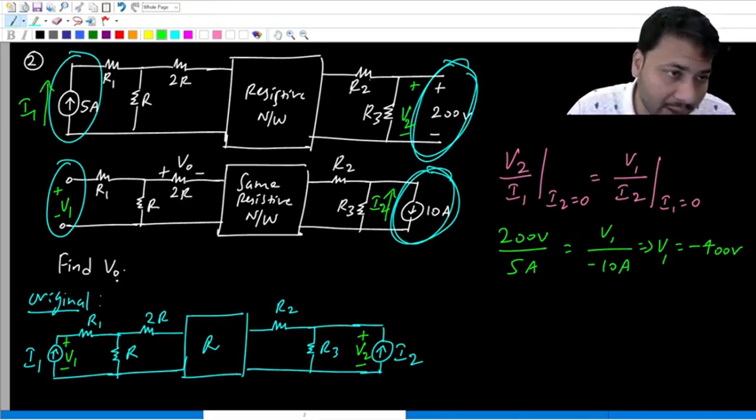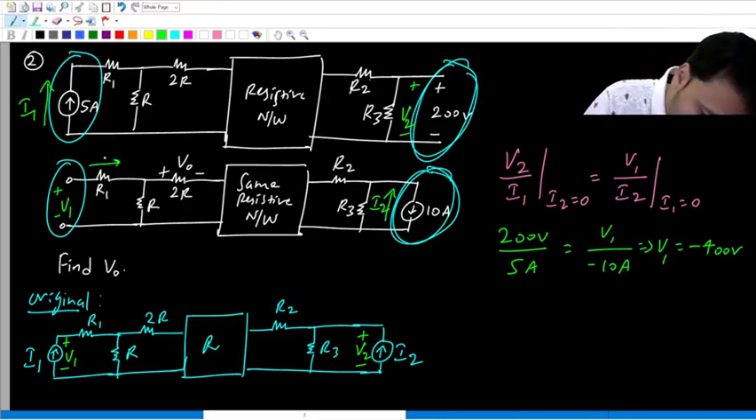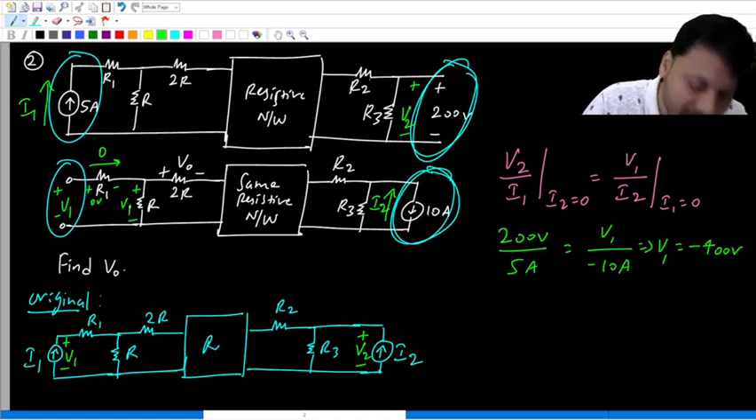The question is to find V0. Okay. What is this current? It is 0, because it is open circuit. So what is the drop across R1? It is 0. So what is the drop across R? This is V1. In between the drop is 0. So this drop is also V1. Okay.